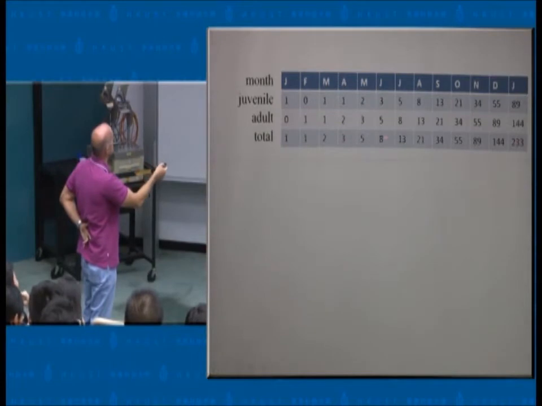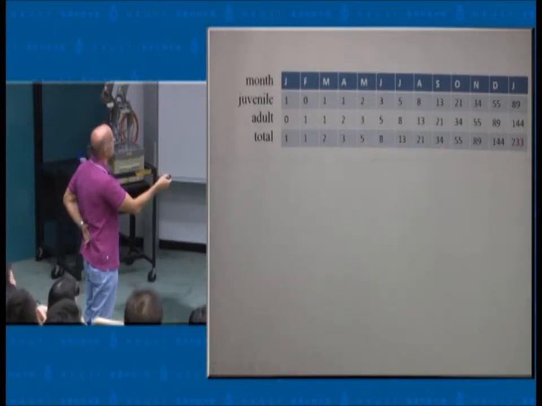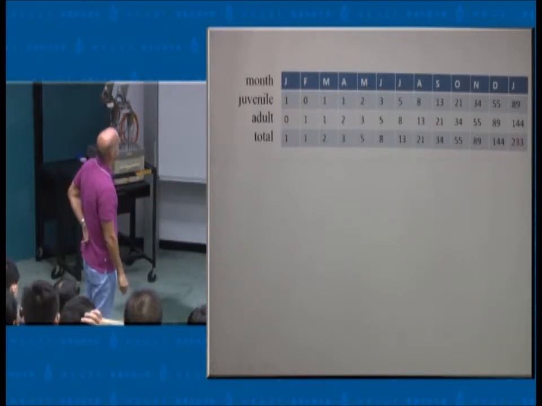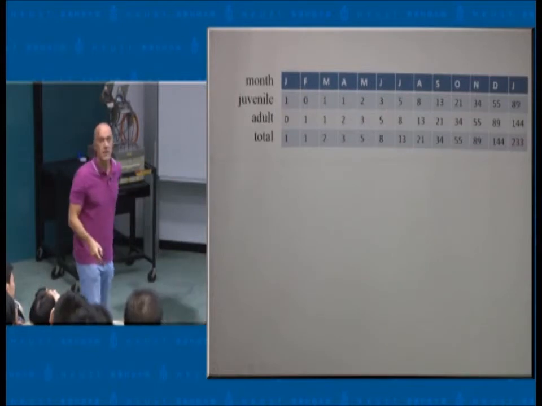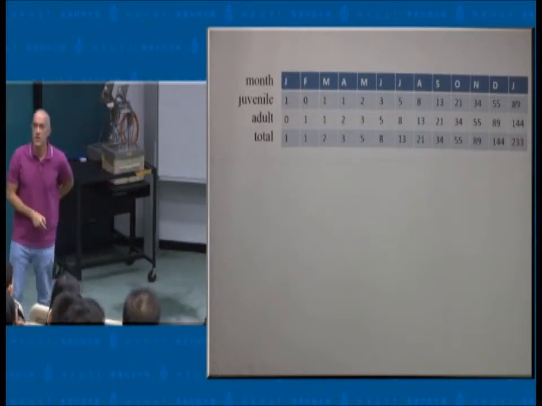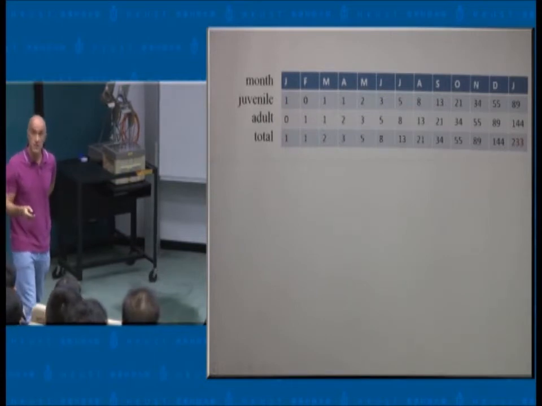This is called the Fibonacci sequence, this bottom line. 1, 1, 2, 3, 5, 8, 13, 21, 34, 55, 89, 144, 233. You can see where this comes from. This number 2 comes from 1 plus 1. This number 3 comes from 1 plus 2. 5 comes from 2 plus 3. 8 comes from 3 plus 5, 13 from 5 plus 8, right? And so on. So that's how you construct the Fibonacci sequence.